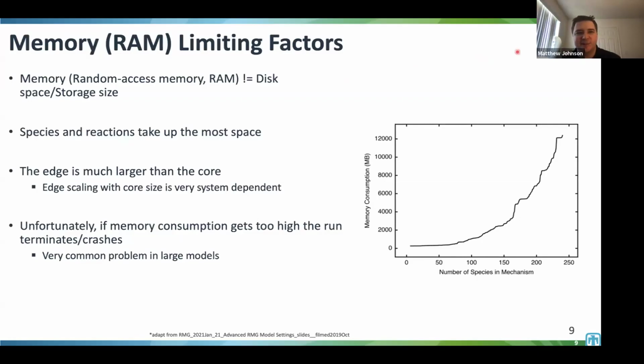And now to talk a little more about memory limiting errors. Within a computer, your random access memory is, speaking a little bit roughly, the amount of memory that your computer can hold at once in a way that's efficient for it to run computations on. This is distinct from disk space, storage size, or how much memory can be stored within your computer. When RMG is running, all of the objects that RMG is dealing with, all the species and reactions, have to be stored in this random access memory for it to be efficient.